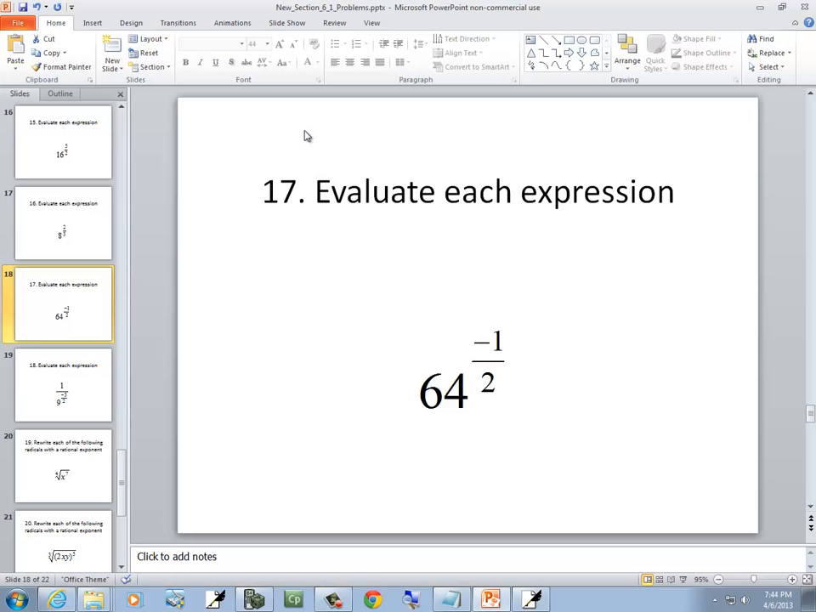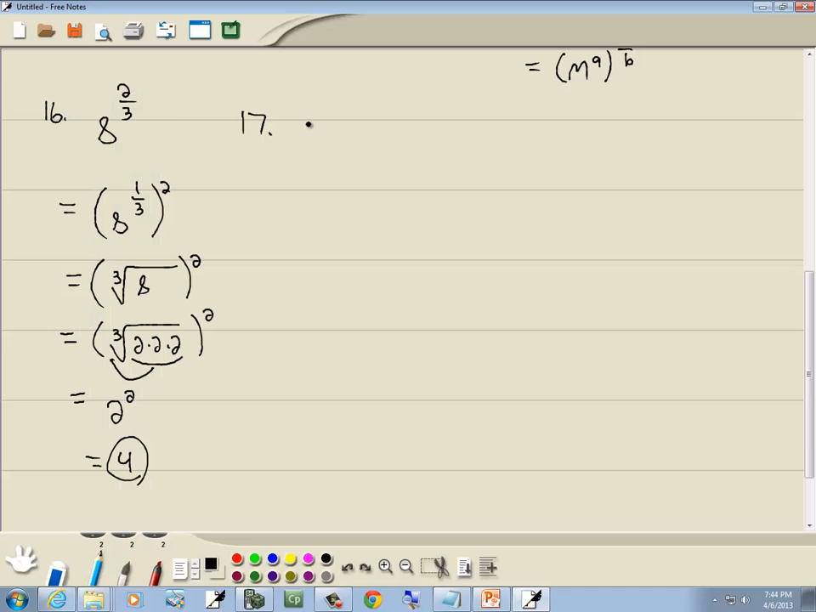Let's take a look at number 17. We got 64 to the negative 1/2 power. And I always like to show this with an example. This is just refreshing your memory, along with some of the techniques of this section, on how you handle negative exponents.